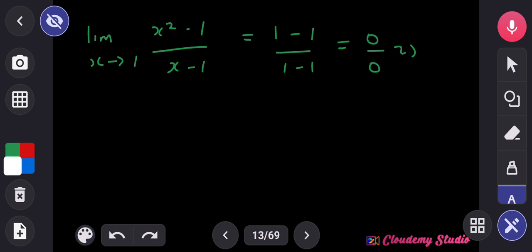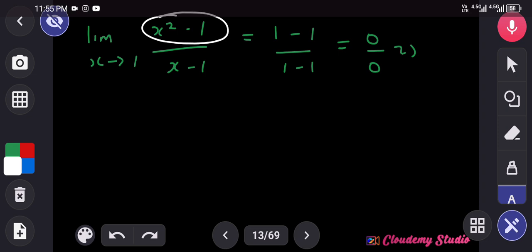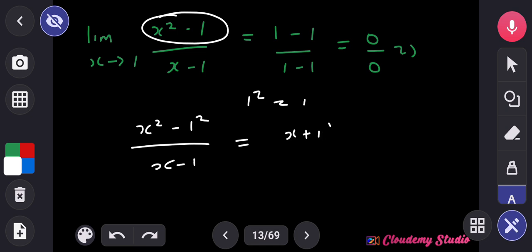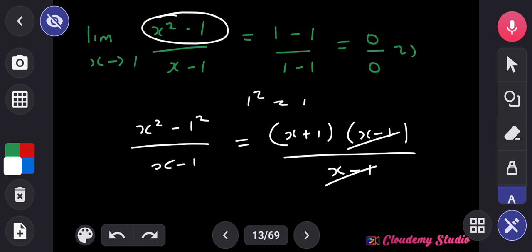So what is the next thing we can do? We can look at this numerator. We can say that 1 squared is the same thing as 1, which means we can write it as x squared minus 1 squared divided by x minus 1, which, as a difference of two squares, will be x plus 1, x minus 1, everything divided by x minus 1, right? So x minus 1 is going to cancel out x minus 1. We are going to be left with the limit of x tends to 1 of x plus 1. That's going to give us 1 plus 1, which means our answer for this particular limit equals 2. You understand?